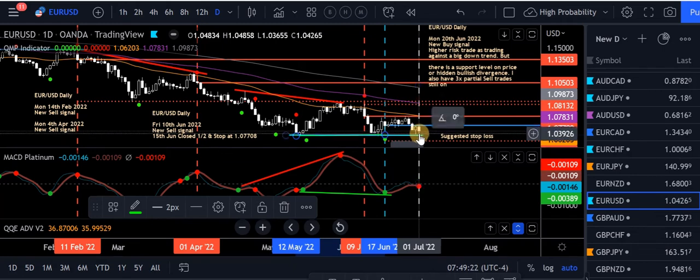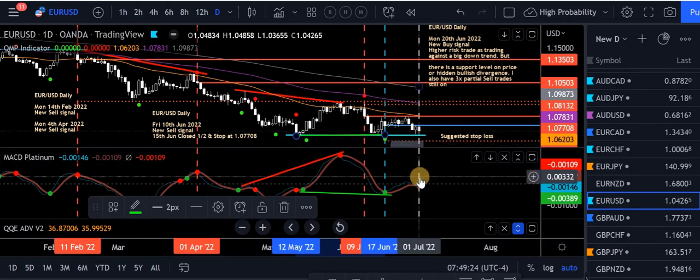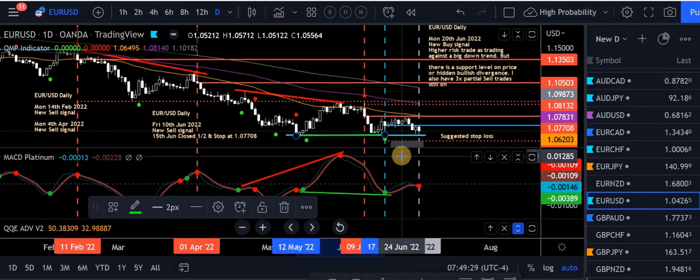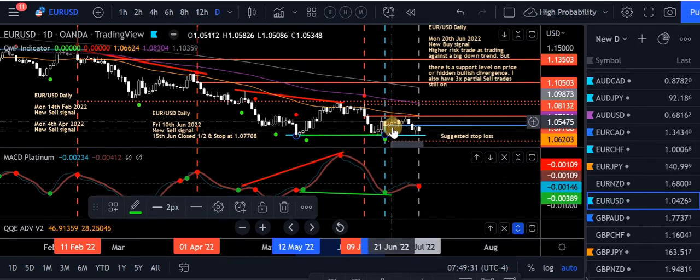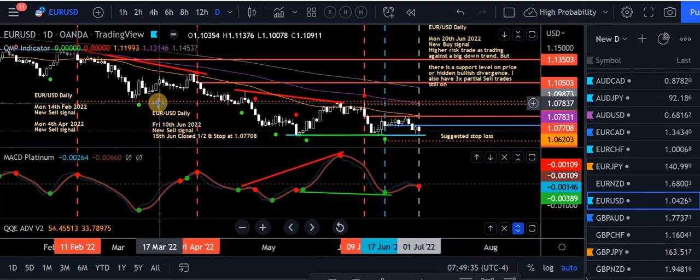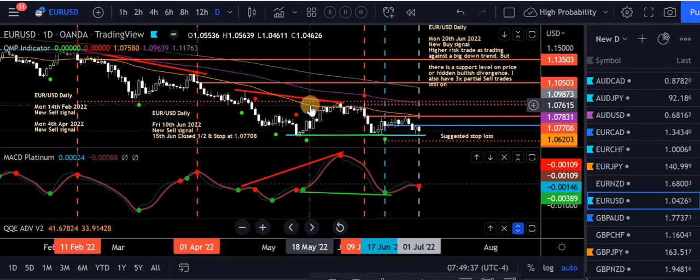But Friday was a little bit uncertain, even though it was a bearish candle, and I've got a red dot now on the MACD platinum just below the zero level. It just wasn't enough to do any trade management on the buy, that's all. But I'm quite happy because I've got 3 partial sells on, so I can't lose on that.